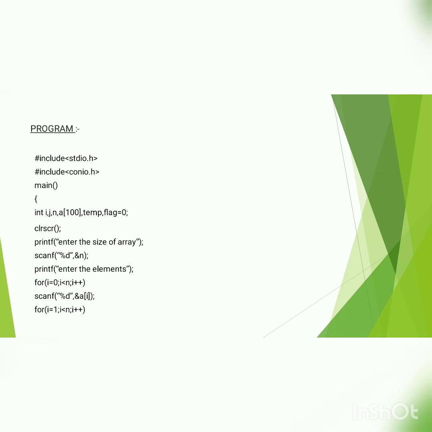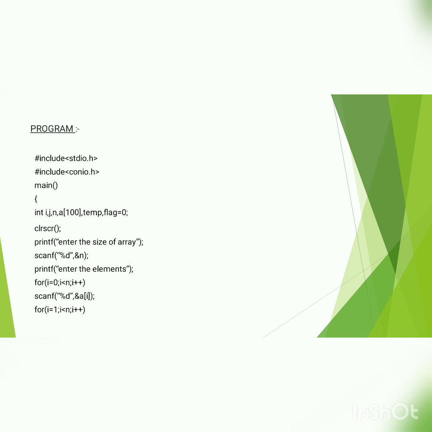Now we will discuss the program. In the program, header files and the main function are used, and we are using integers i, j, n, a of 100, temp, and flag equals 0. Now printf enter the size of the array, and scan the size of the array, and then enter the elements for i from 0 to n. Scan the elements. Now the main loop will start for i equals 1 to i less than n.